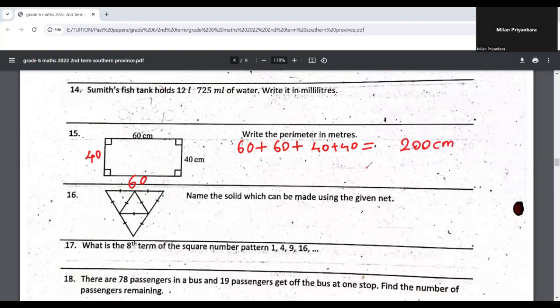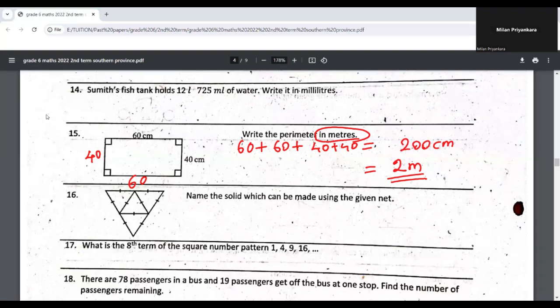So 200 centimeters means how many hundreds are there in this 200? So you can divide this by 100 and you can get 2 meters. 200 centimeters means 2 meters, because you have to give this answer in meters, right? So you have been asked to give the answer in meters, so you can write it like this.